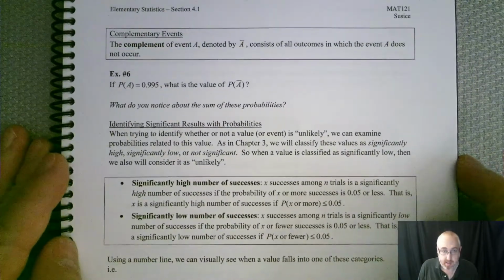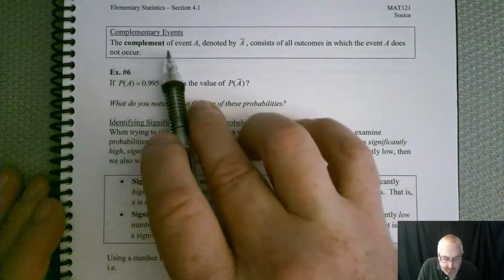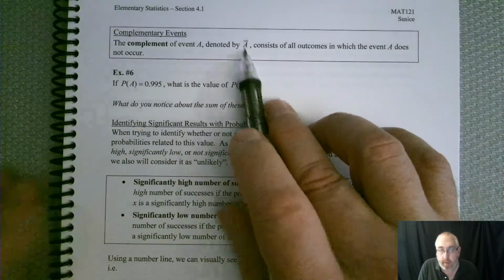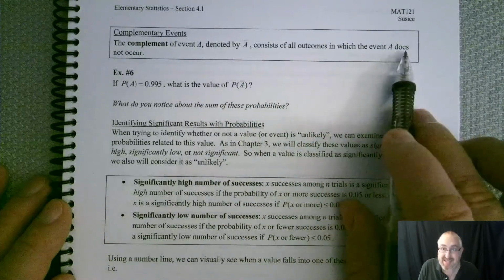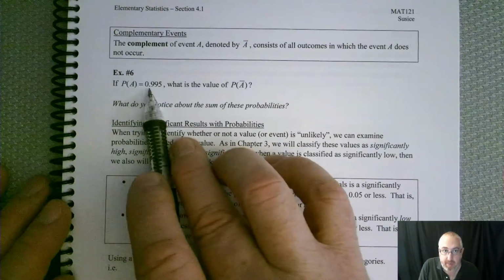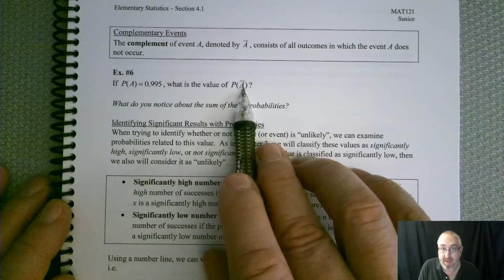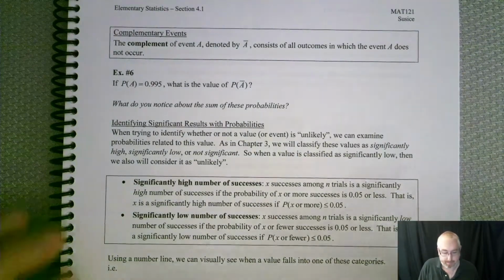So we've got complementary events. The complement of event A, denoted by A with a bar over it, or A bar, whatever you want to call it, consists of all outcomes in which event A does not occur. So if the probability of event A happening is 0.995, what is the value of the probability of A complement? So that's everything else that could possibly happen. What do you think on that?